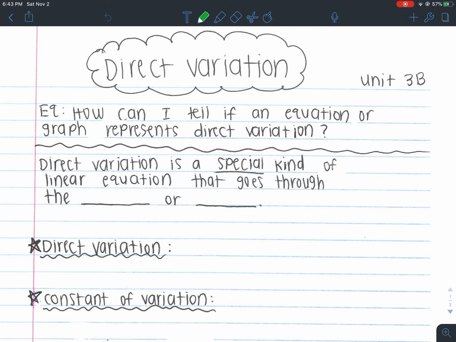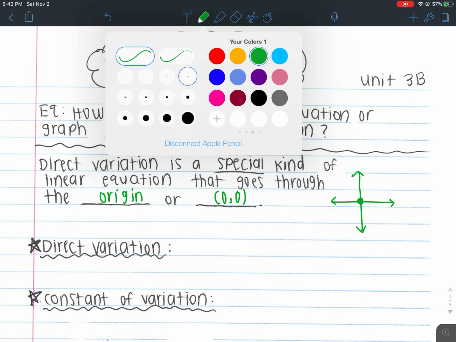Direct variation is a special kind of linear equation because it's kind of like slope-intercept form. It looks really similar, and I hope you notice that later, but it's a special kind of linear equation that goes through the origin, or better known as the point 0, 0. So if I had a graph like this, then my line has to go through 0, 0, so it's either a line that looks like this, or maybe a line that looks like this, or like that. So any line that goes through that point.